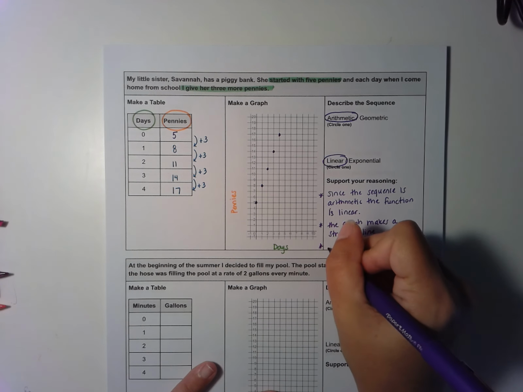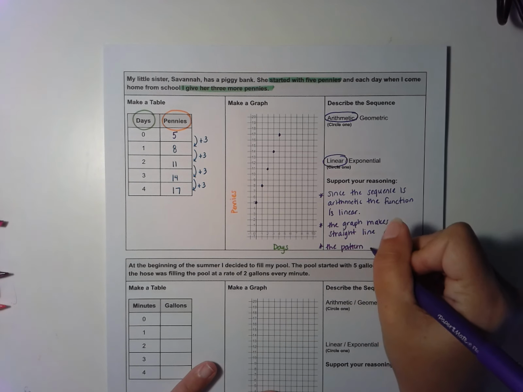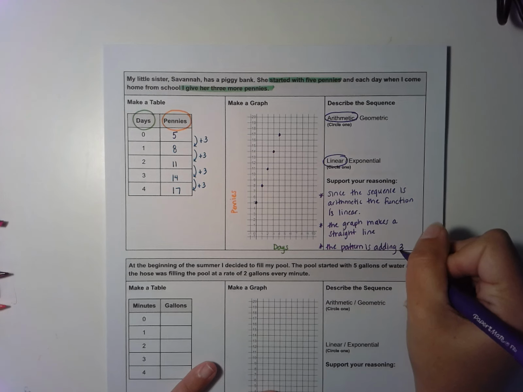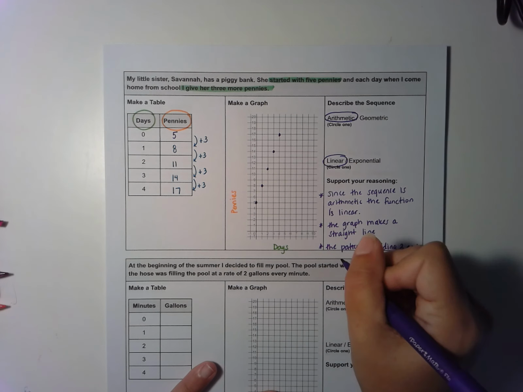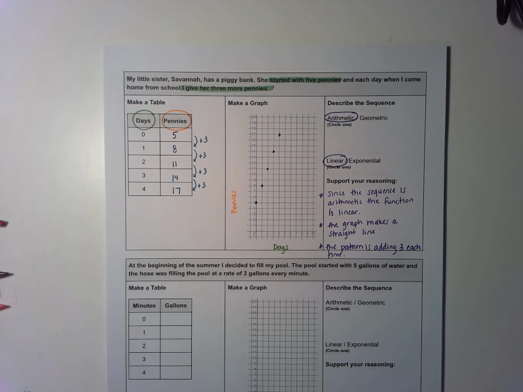And you could also say because the pattern is adding 3 each time. Now, you do not need to say all 3 of these reasons. I just wanted to kind of show you that you do have some options here, and there are 3 different ways to explain your reasoning.